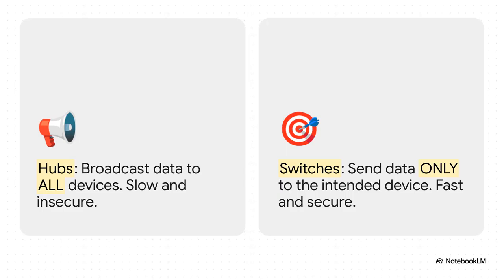Now, this is a really important difference. A hub, well, a hub is dumb. It's like a town crier. It gets a message and just shouts it out to everyone connected, whether they need to hear it or not. As you can imagine, that creates a ton of unnecessary noise. A switch, on the other hand, is smart. It's like a postal worker. It actually looks at the address on the data and delivers it only to the one computer it's meant for. So much faster and way more secure.